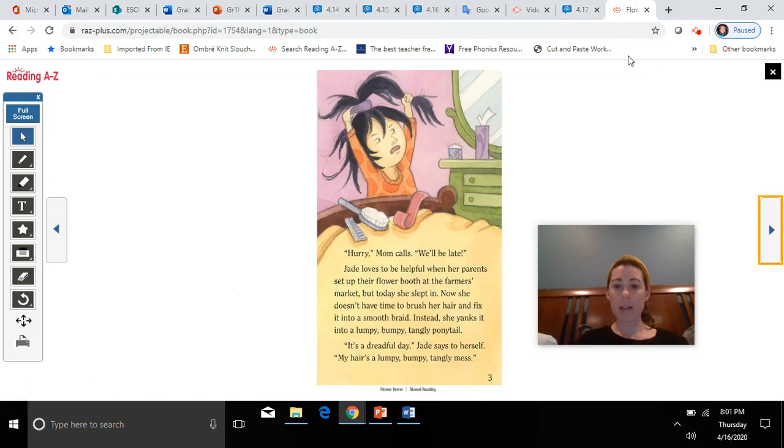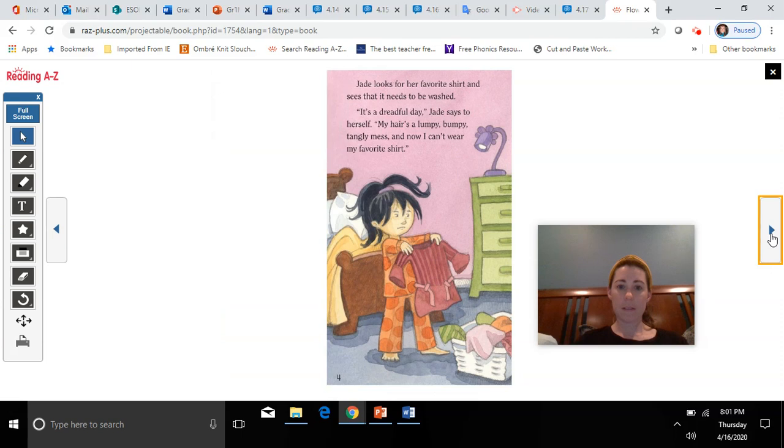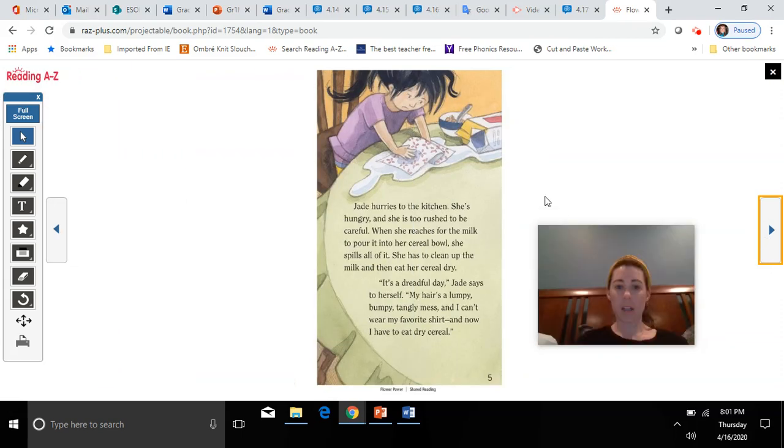Let's go back to our text. Ooh, this was a problem. Look at the illustration, what's happening? That's right, Jade spilled her milk. Okay, let's see. When she reaches for the milk to pour it into her cereal, she spills all of it. She has to clean up the milk and then eat her cereal dry.